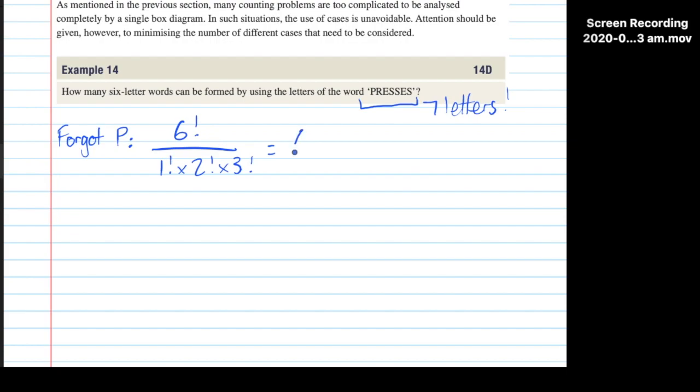Sorry, I can't use my calculator. Forgot R. This is going to be the exact same. 6 factorial over 2 factorial times 3 factorial, which is going to be 60.